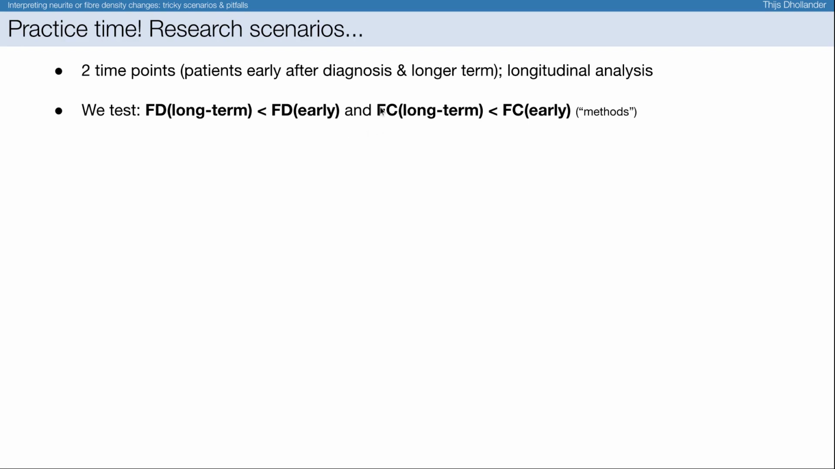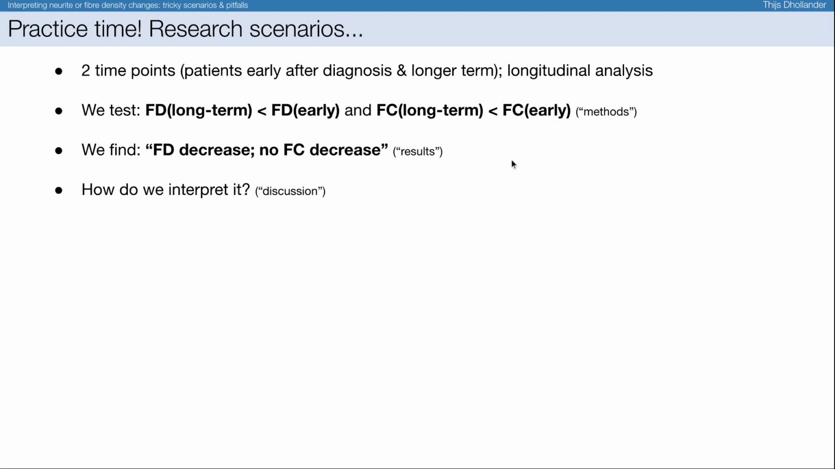But we're not going to get caught out. We're going to check the same for the FC, whether the FC is decreased in the long term versus the early time point. That's the methods here. This time we find that there is effectively an FD decrease. Significant FD decrease is found. But we find no FC decrease. That's the results. All right, how do we interpret this?